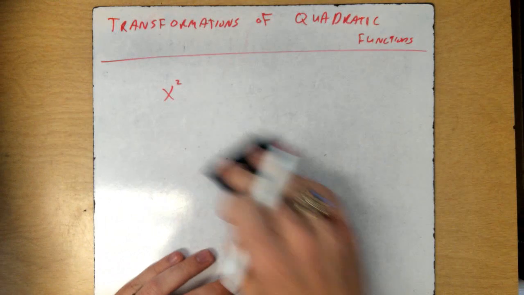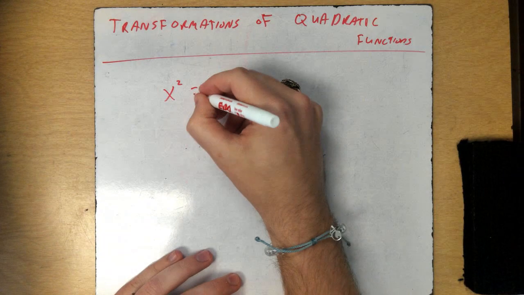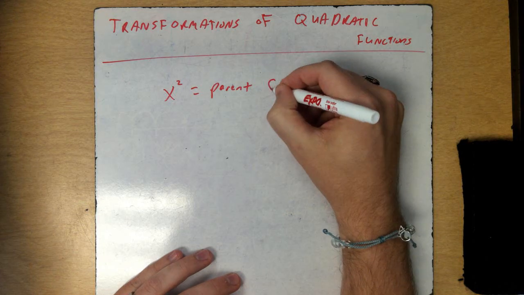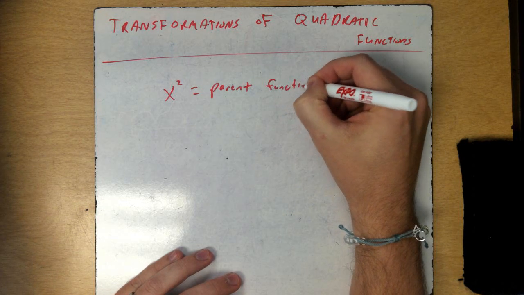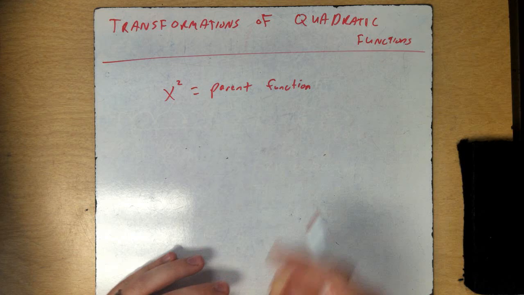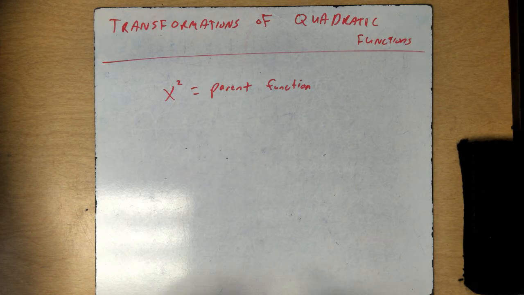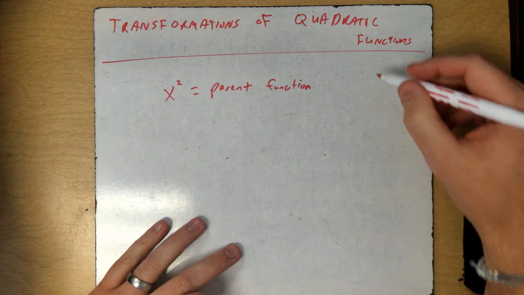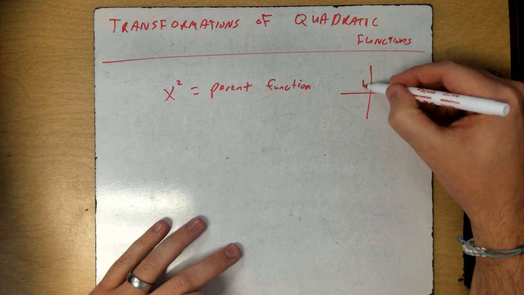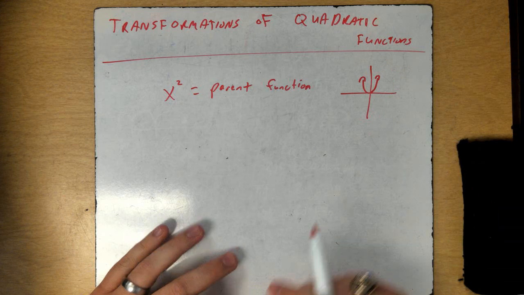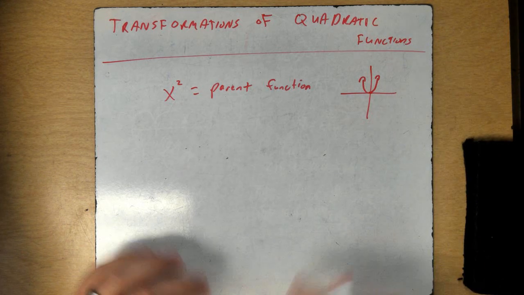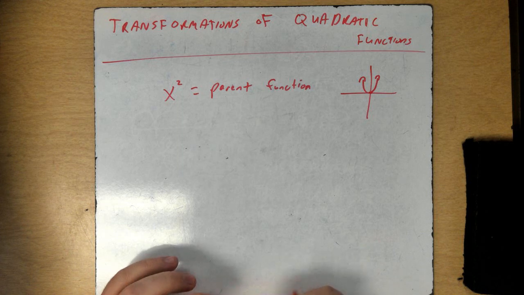So very simply, we have x squared. x squared is what we're going to call our parent function. It's your basic graph, just a parabola sitting right here in the middle of the graph. Its vertex is right here at (0, 0). It opens up. Okay, and that's kind of what we're talking about here.